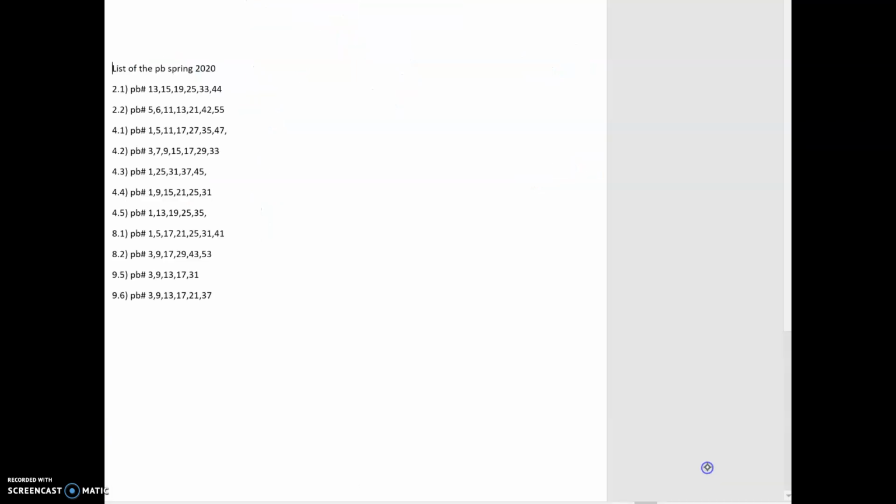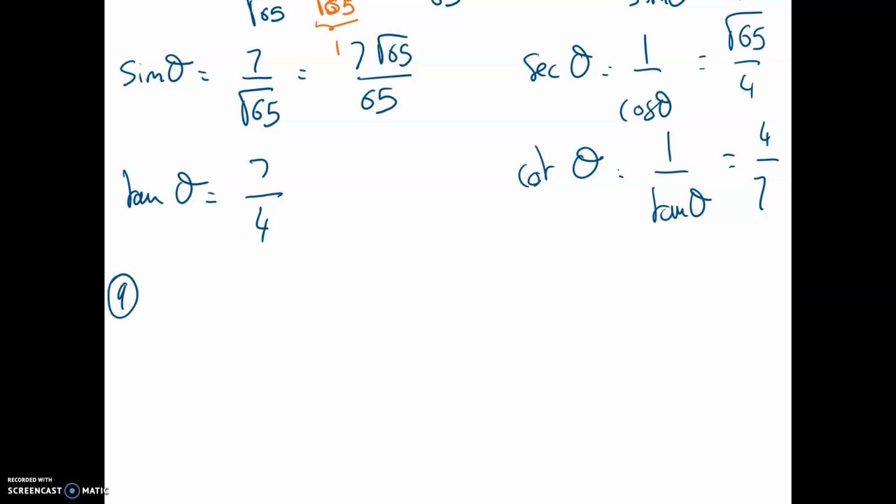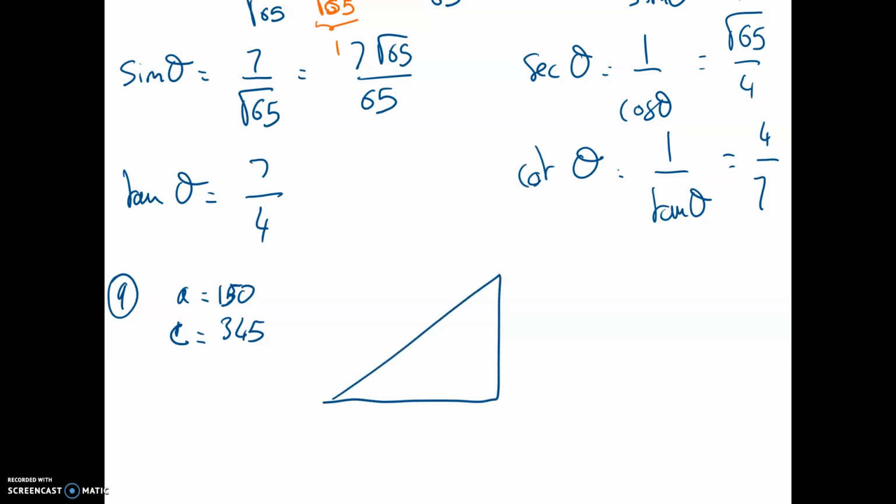All right, let's move on to the problems. Let's check this out right here: problems number 9, 15, 21, 25, and 31. So on problem number 9, what do we have? We have a triangle with a equal to 150 and c equal to 345. The direction of the problem is: solve the right triangle with the given parts. Round the results according to table 4.1, figure 4.37. You have a figure that looks like this, where you know that C is the hypotenuse, A is this leg, and B is the other leg.